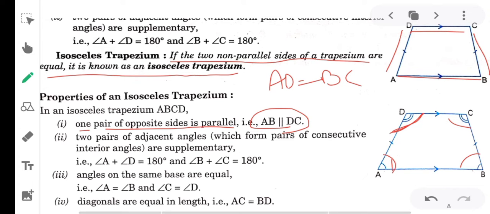Then angles on the same base are equal. That means here on side AB, angle A and angle B are equal. Like that, angle C and angle D are equal, and the diagonals are equal in length. These are the properties of isosceles trapezium only. That means AC equal to BD.